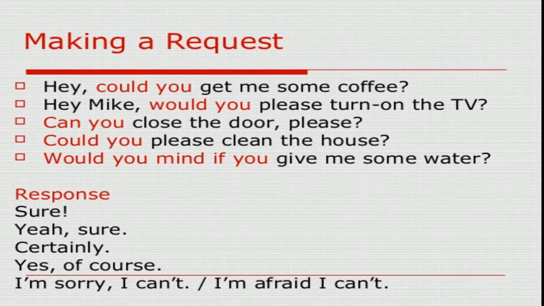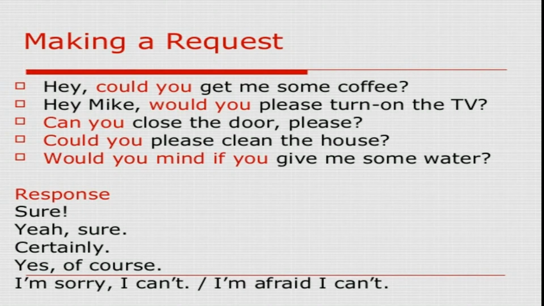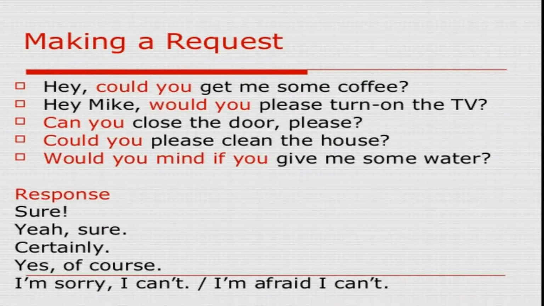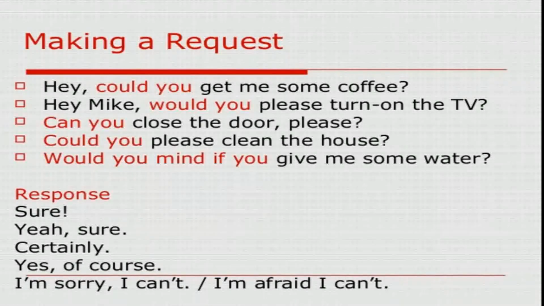Okay. Now for the last example and the exception of would you mind, which I draw attention to. Would you mind if you give me some water? We can also say would you mind giving me some water, which means would you mind plus gerund. Would you mind giving me some water, or would you mind if you give me some water?